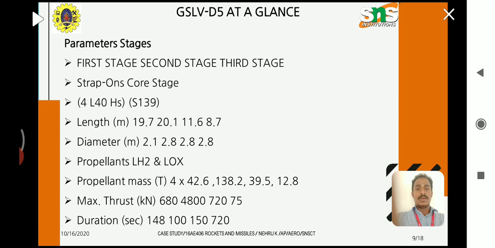There will be 4 strap-on motors. The length of the first stage is 19.7 meters, the second stage is 20.1 meters, and the third is 11.6 meters, and the overall diameter is 2.8 meters. The propellant we are using in the GSLV is liquid hydrogen and liquid oxidizer. Propellant mass is 42.6 tons for each of the 4 strap-ons, and the maximum thrust carried in the various stages is 4800 kilonewton, with a maximum duration of 720 seconds.